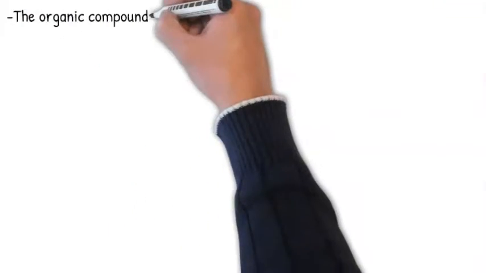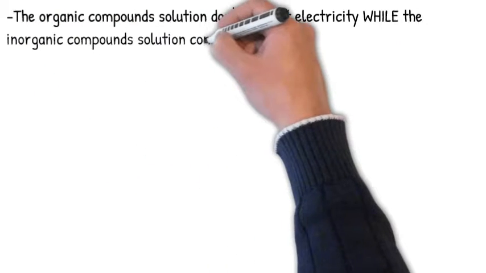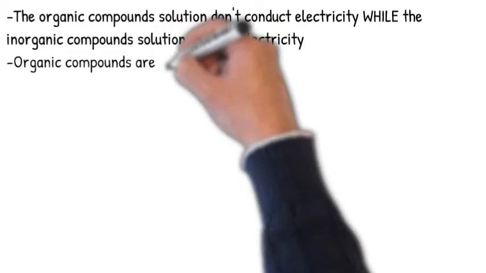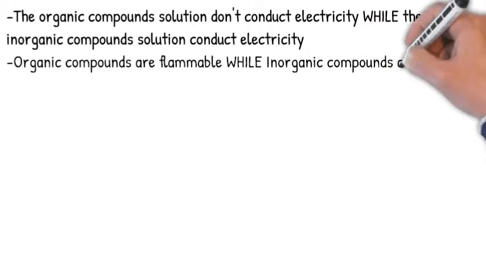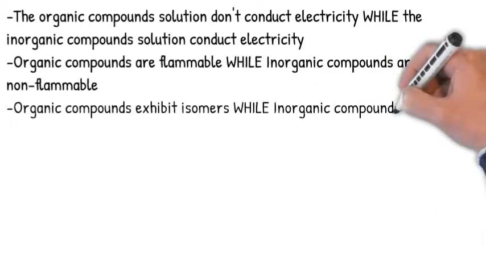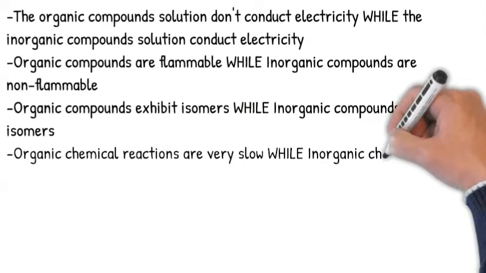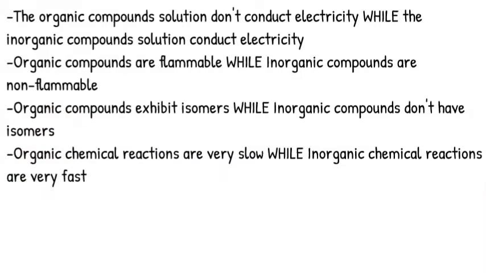The organic compound solutions don't conduct electricity while the inorganic compound solutions conduct electricity. Organic compounds are flammable while inorganic compounds are non-flammable. Organic compounds exhibit isomers while inorganic compounds don't have isomers. Organic chemical reactions are very slow while inorganic chemical reactions are very fast.